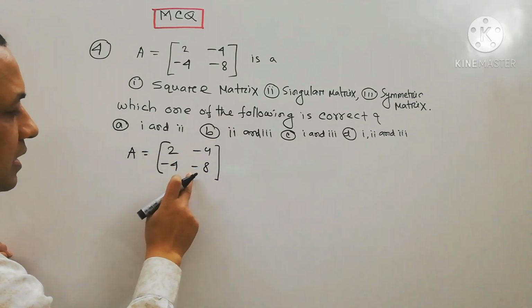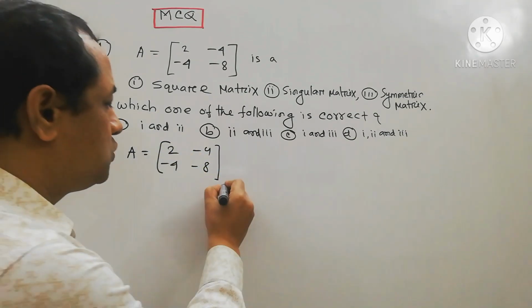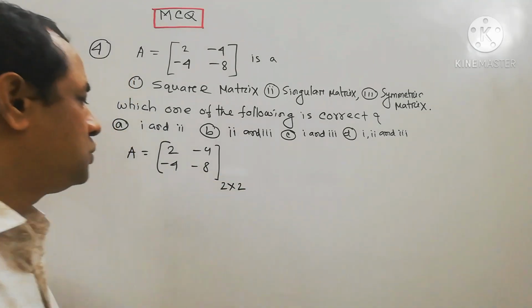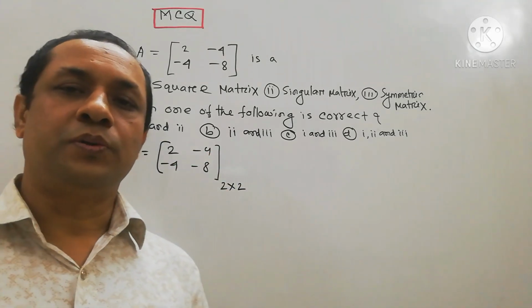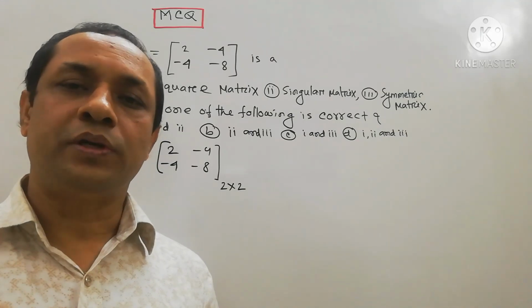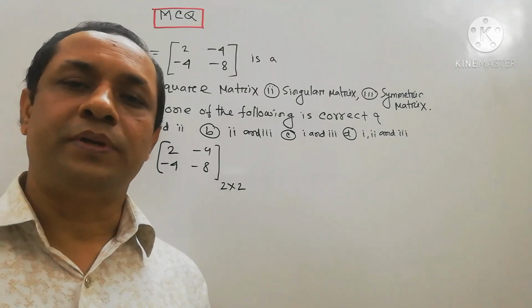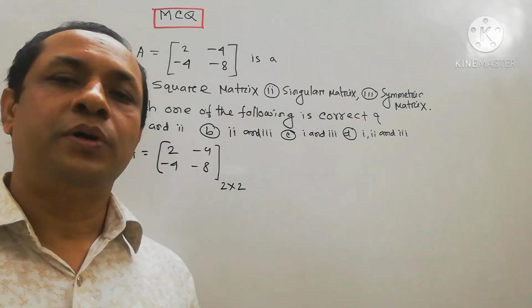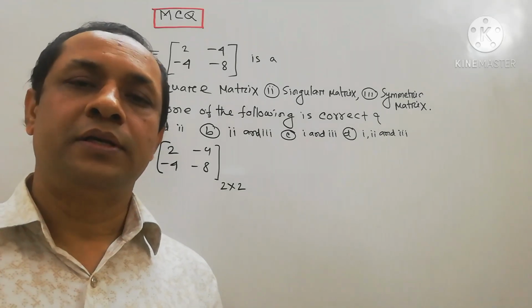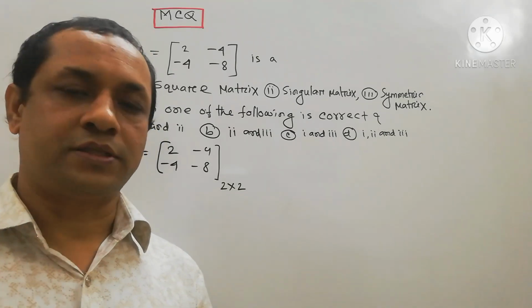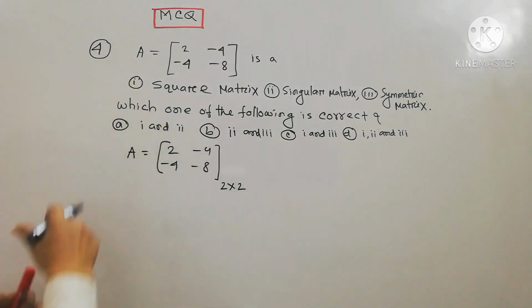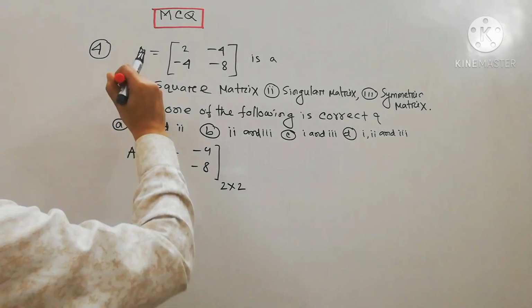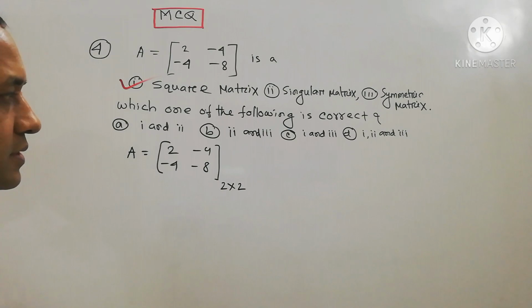This is the number of rows. Here it is a 2 by 2 matrix. So the number of rows is 2 and the number of columns is 2. So the number of rows and the number of columns are equal. So it is a square matrix. So option number A is correct. So student, it is a square matrix.